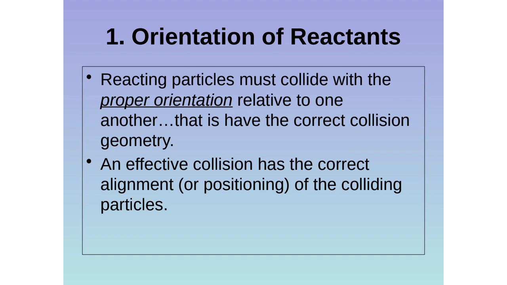So let's start to talk about orientation of reactants. And keep in mind, these are theoretical ideas that chemists have come up with. They feel that if reactant particles collide together, they must have the proper orientation and a correct collision geometry. And when that happens, they have this correct alignment or positioning of the colliding molecules.